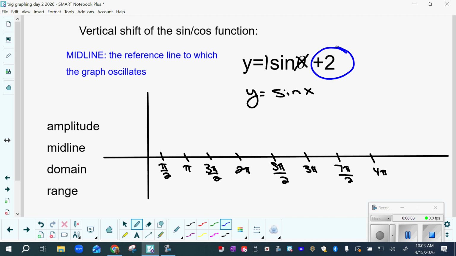So what I'd like you to do, if you could be so kind, is I'm going to say, I do it dotted. I want you to raise the level of the ocean. I want you to go to 2, and I want you to dot that in. I'm telling you to dot it in because it's not really part of your graph, but it's going to help you.